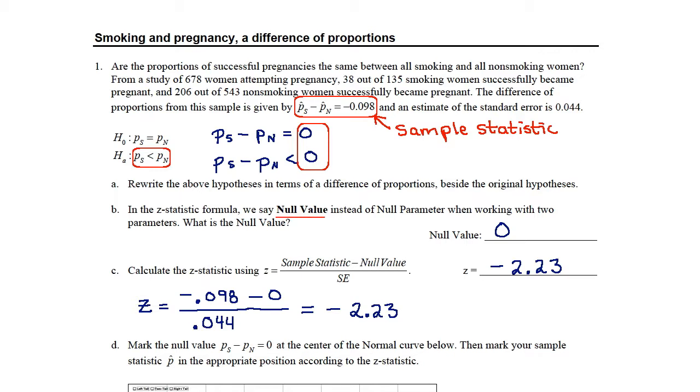So we get a null value of 0, which we then plug into this same formula for the z-statistic. We're calling this null value instead of null parameter simply because it represents a difference of two parameters now. So it's not technically a null parameter, singular, but it's the same formula aside from that. So we get a z-statistic of negative 2.23. Note that the sample statistic we were given is negative because of the order of subtraction that was chosen, and that is consistent with our alternative hypothesis being that PS minus PN is less than 0.